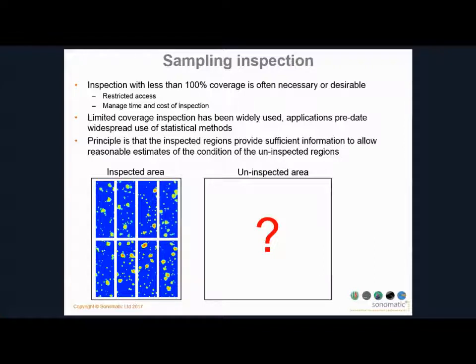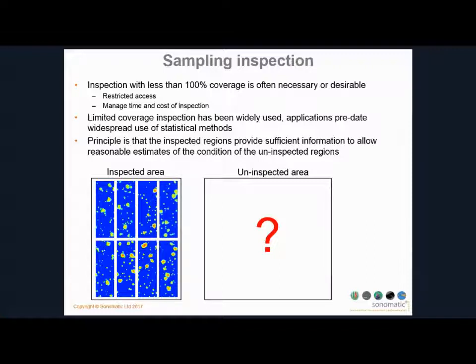It's worth saying that limited coverage inspections have been widely used, and the application of limited coverage inspections significantly predates the widespread use of statistical methods. You only have to think of pipework inspection approaches, for instance, where very often the coverage that is being done is less than 1%, sometimes 0.2%, something like that. And even though statistical methods aren't used in detail in a lot of cases, the principle is still that the inspected region is giving you some representative estimate of the condition of the uninspected regions.